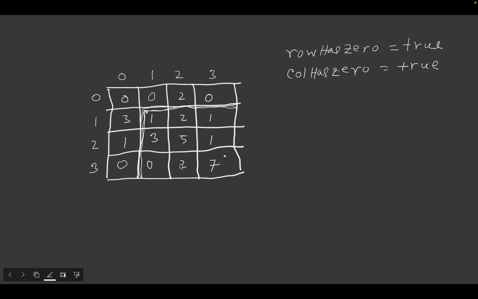Then we have 2, 7. We're kind of done. We have marked the first element in the first column and the first element in the first row where we have 0. So we can say this is our pre-processing phase. Now we're going to iterate, and we'll skip the first element, whatever element we have here. We don't care.